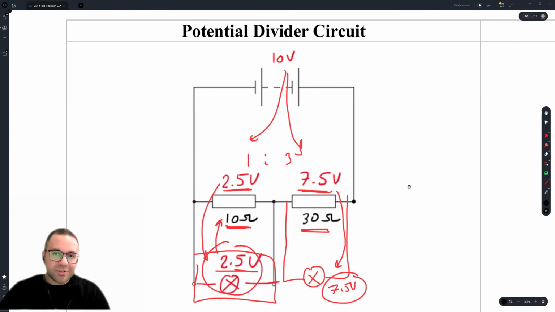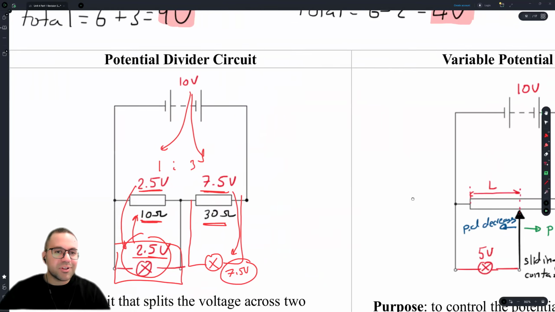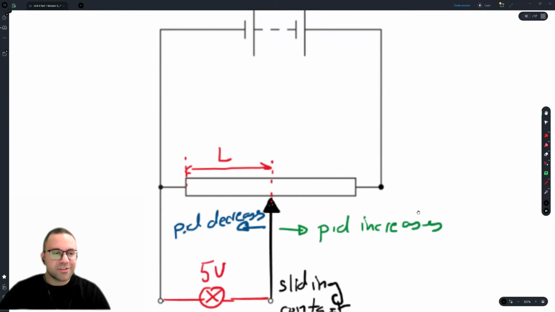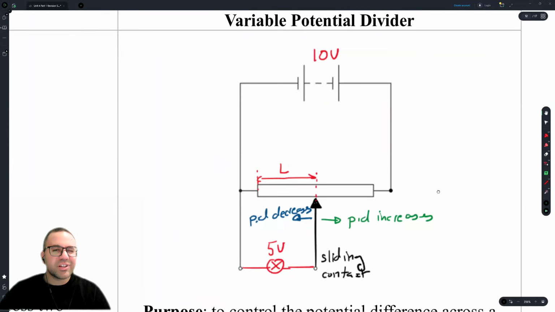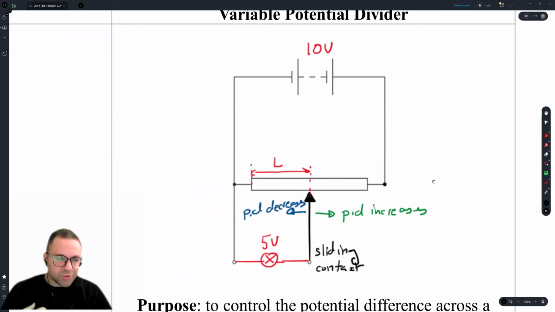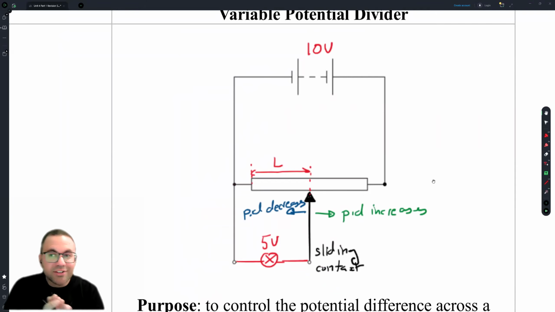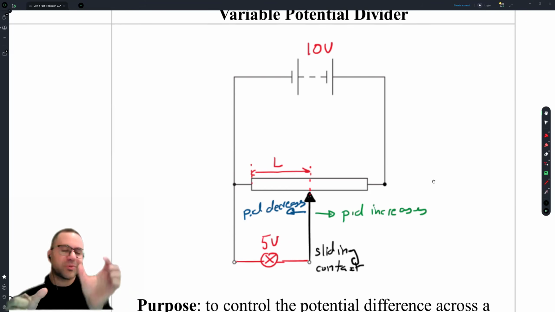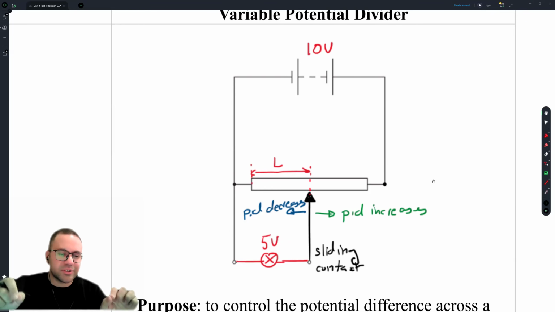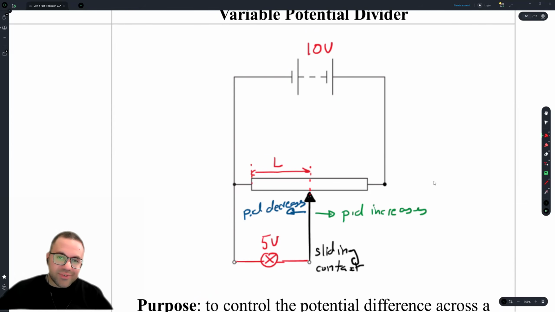A very similar circuit to this is what we call a variable potential divider. This is a much cleaner version because if I wanted to change the voltage, like increase and decrease the voltage directly, I don't need a potential divider with 2 resistors and then I have to split the voltage. And then if I want to change the ratio, I have to change the ratio of the resistors. I can just connect a variable resistor completely to the supply, which means this entire wire gets the full 10 volts.